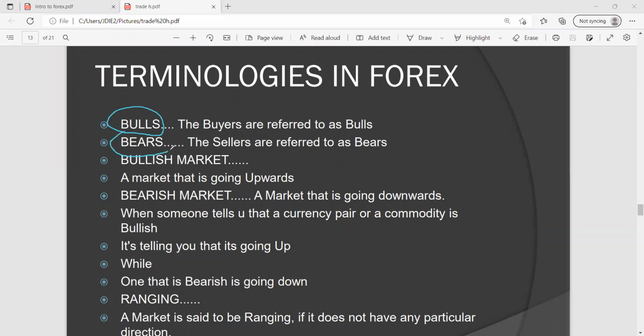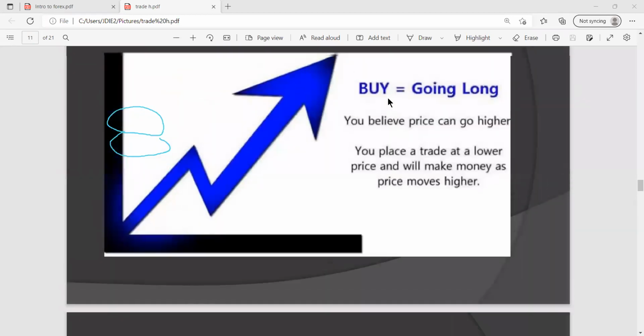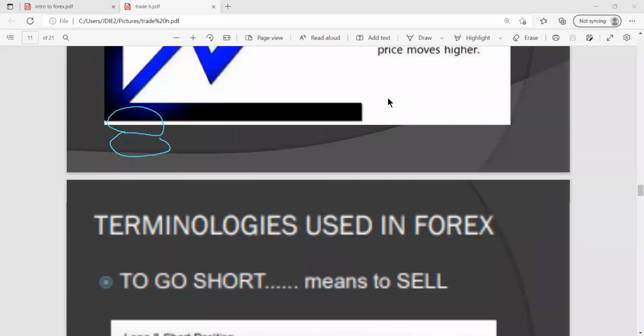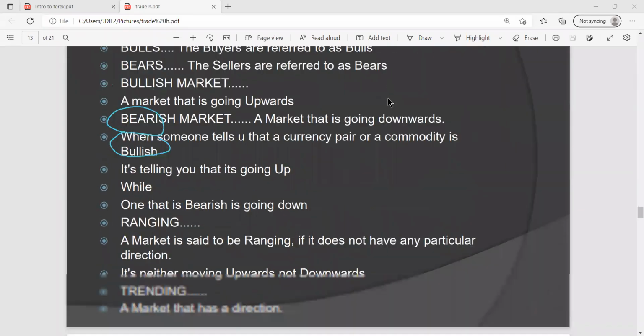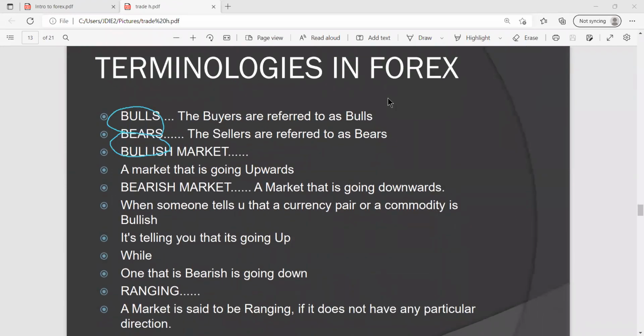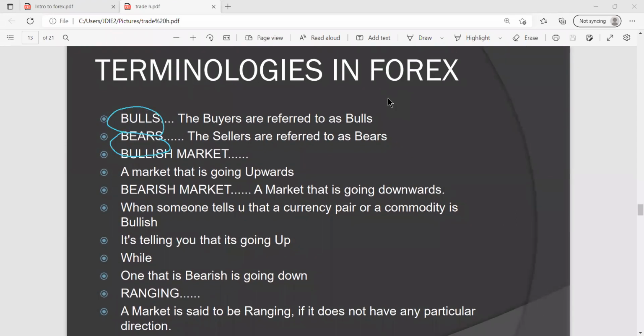So the bullish market is a market that is moving upwards. Just like I said earlier, if you believe that a currency is going long, it means that you want the currency, you believe that the currency is going to increase in price, so it is going to move up. All that we are saying is that the bullish market, where the bulls are predominant, is a market that is going upwards. And then the bearish market is a market that is moving downwards, because sellers, which represent bears, are driving price down. Please keep this in mind as we move on.